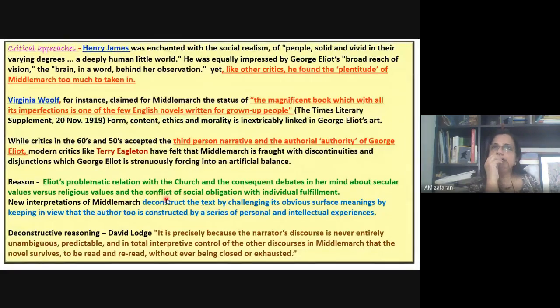She actually broke a lot of rules and strictures of society by choosing to live her life in her own way. So you can say that her relationship with the church was something where she asked a lot of questions. She did not hesitate to question the church and its ways. There were debates in her mind. Then as far as social obligation, how much did it actually conflict with individual fulfillment? That was also a debate going on in her mind. Now, new interpretations of Middlemarch deconstruct the text by challenging its obvious surface meanings.